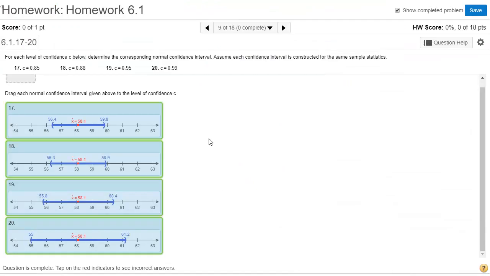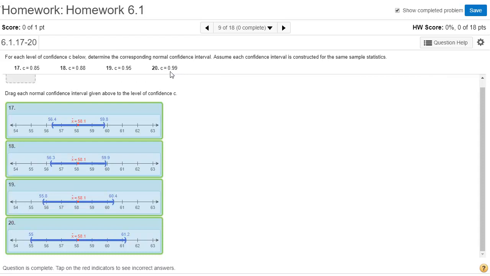Alright, now this is a cool problem to look at here, where I have, in essence, a data set that I would be given. And they haven't told me what the data set is, but they have told me the mean of the data set is 58.1. So I have a sample, and my sample mean x bar is 58.81 in all four of these confidence intervals. Now, they wanted me to order these from smallest to largest, right? So I have a confidence level of 85%, then 88, then 95, then 99.